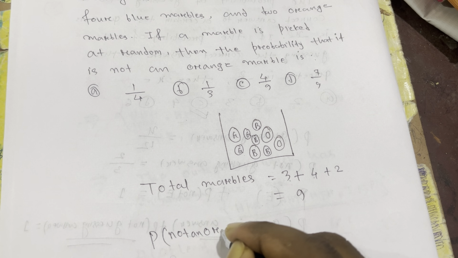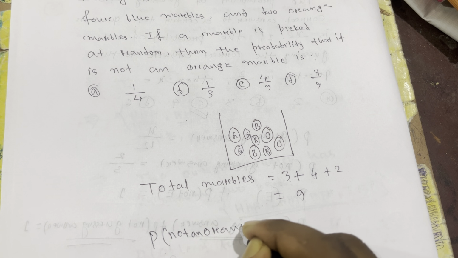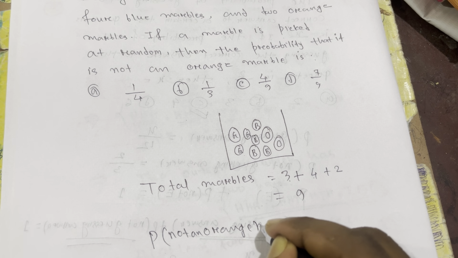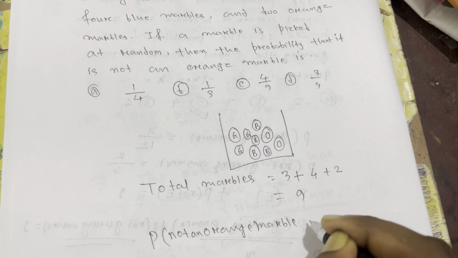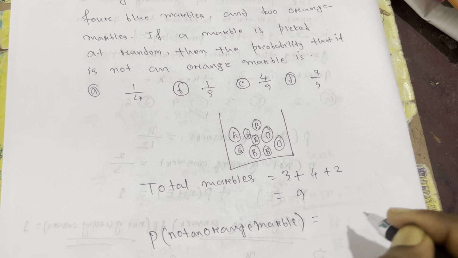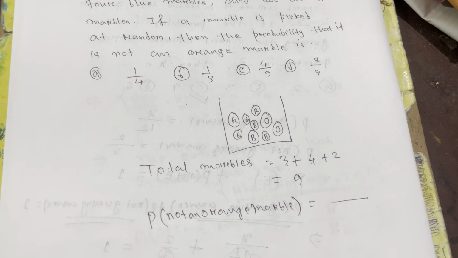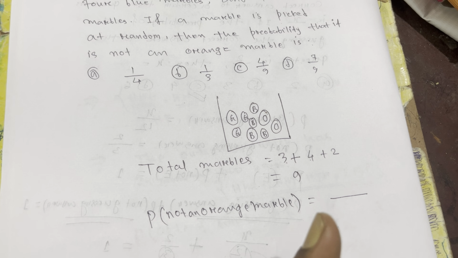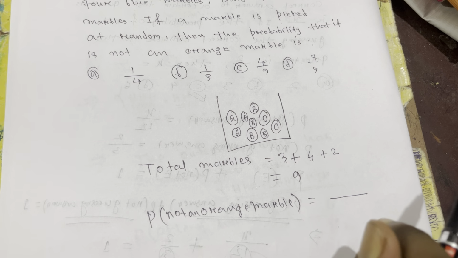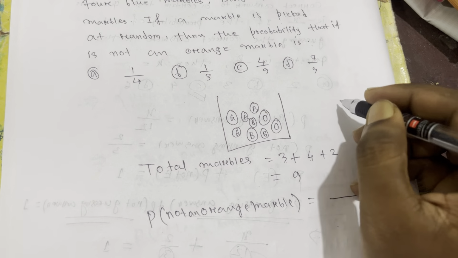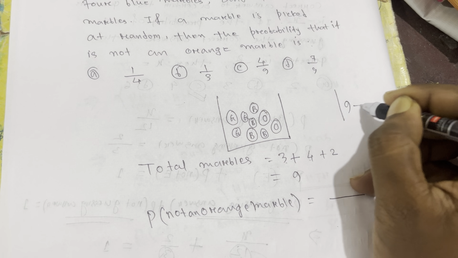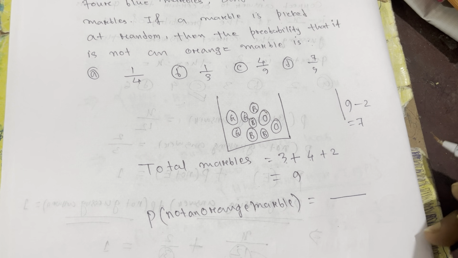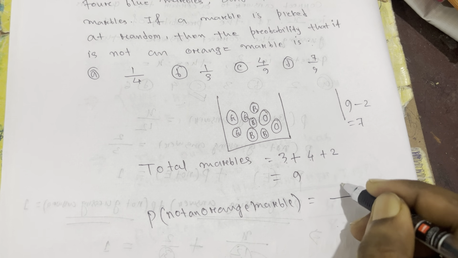marble. Probability of not an orange marble is equal to, so total, how many marbles are not orange? Out of 9 there are only 2 orange marbles. So the remaining marbles are not orange, meaning 9 minus 2, that means there are 7 marbles which are not orange. So that's the resulting answer.